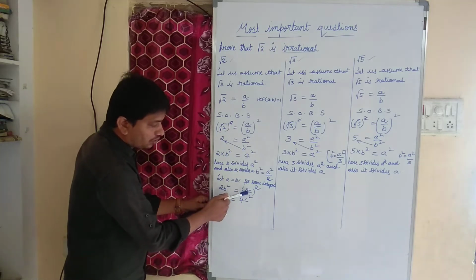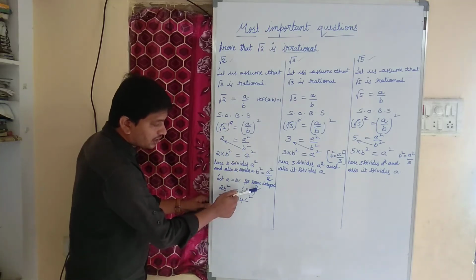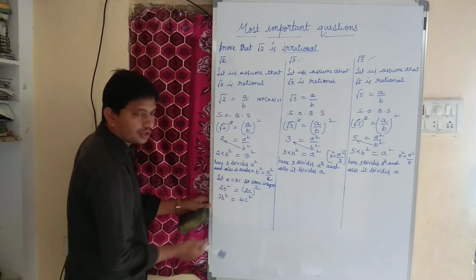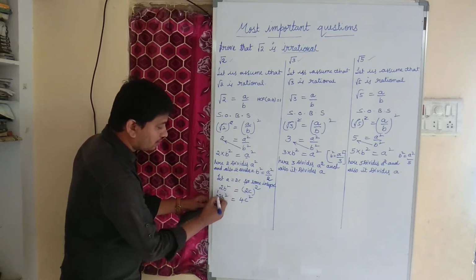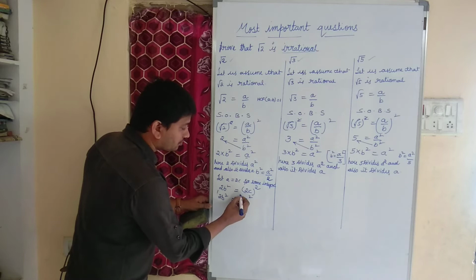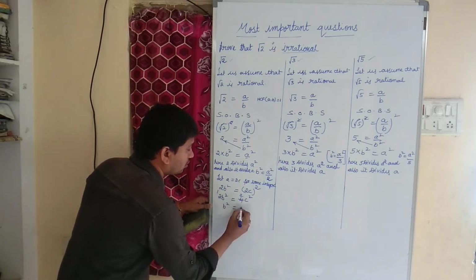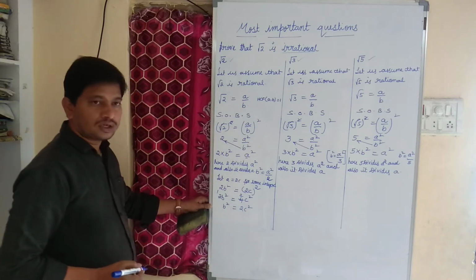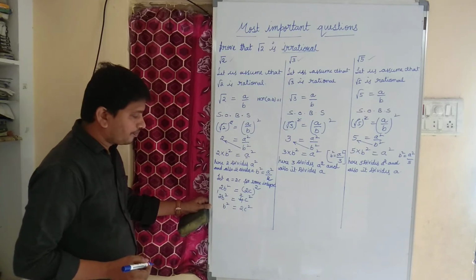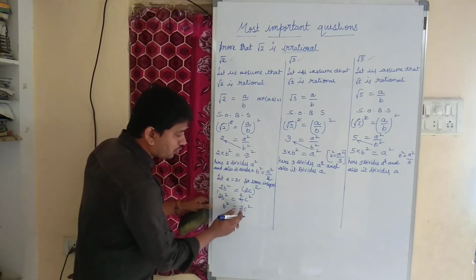Square belongs to 2, I mean 2 squared is 4. Square belongs to c, I mean c squared. So 2 table: 2 ones are 2, 2 twos are 4. I mean what is b squared equal to 2c squared? What is the meaning of b squared equal to 2c squared?